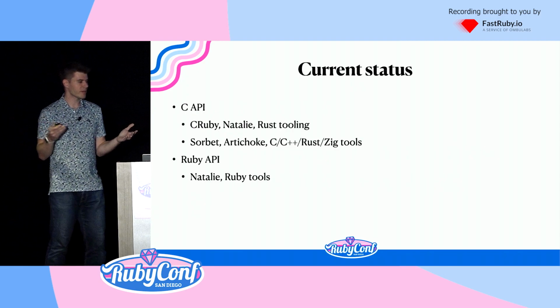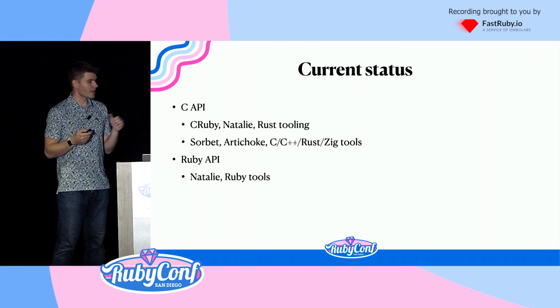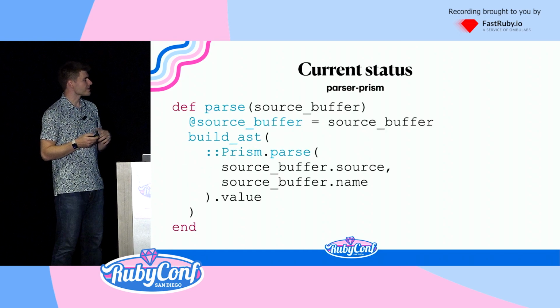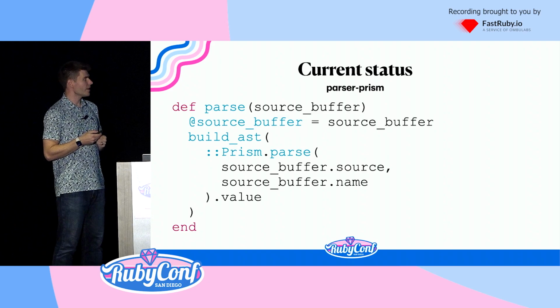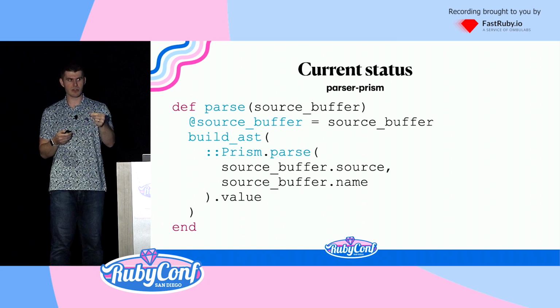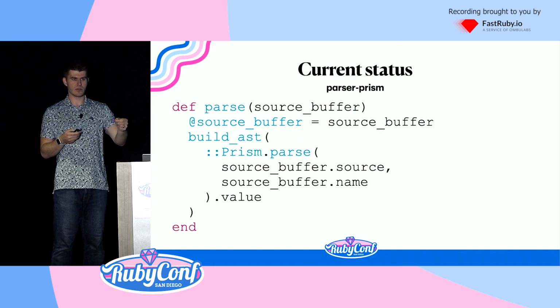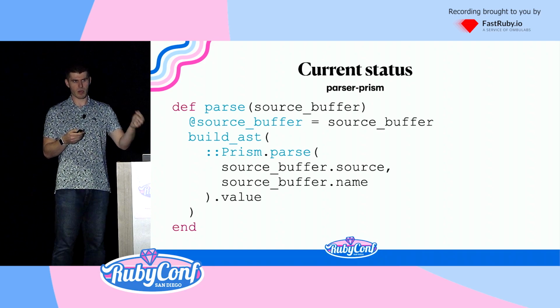We also have the Ruby API. As I mentioned, Natalie uses it. Other Ruby tools are using it. This is how it's done in my prism gem. This is a gem that I've been working on that allows you to replace the underlying parser that is being used to power anything that is run by the whitequark parser gem.